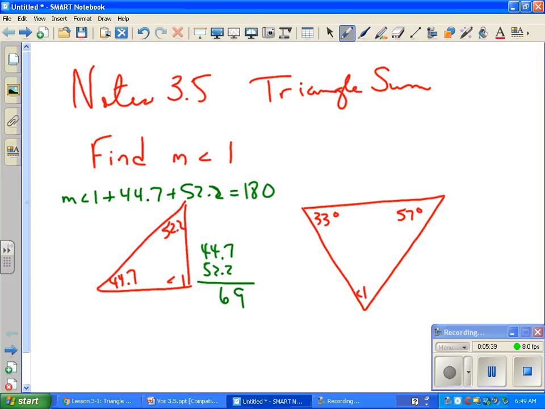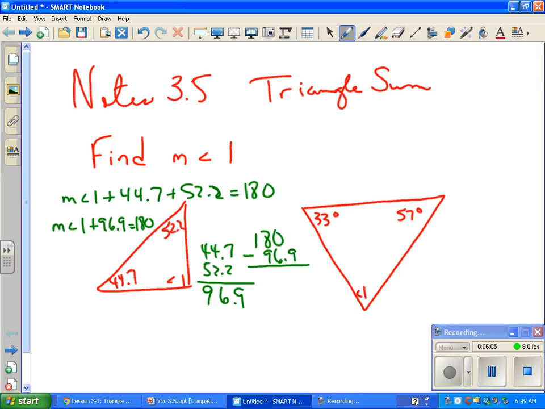Don't have anything to carry. Add the next column and get 9. Bring your decimal straight down. So we've added our like terms and found that the measure of angle 1 plus 96.9 is equal to 180. Then we need to subtract. Oh, this is a great opportunity for us to try that as well. So let me come over here and say 180 minus 96.9.